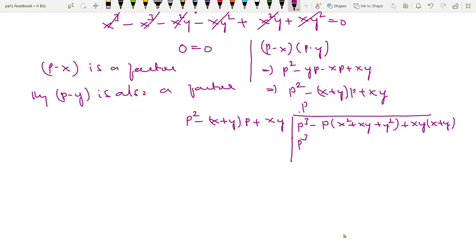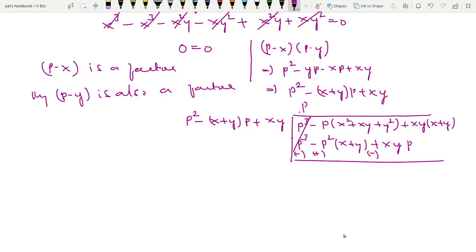Next, minus. Here p into p square is p square into x plus y. Here there is no p square factor, so you write it as 0 p square, no problem. Next, plus xy into p. Take the subtraction: this becomes plus, this becomes minus. P cube cancels.